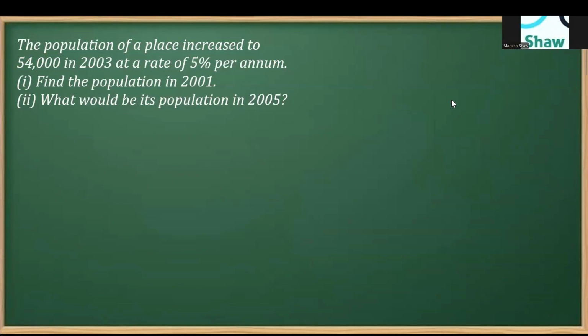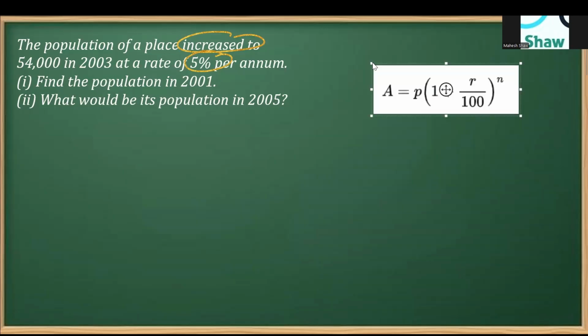In this question from the chapter Comparing Quantities, the question says population of a place increased to 54,000 in 2003 at the rate of 5% per annum. And what we have to find out is the population in 2001. So we know the population in the year 2003 and we have to get the population of 2001. Moreover, you should know that there is an increase, right? The population is increasing over here, right? At the rate of 5%. So to solve this, we'll be applying the formula of compound interest, right?